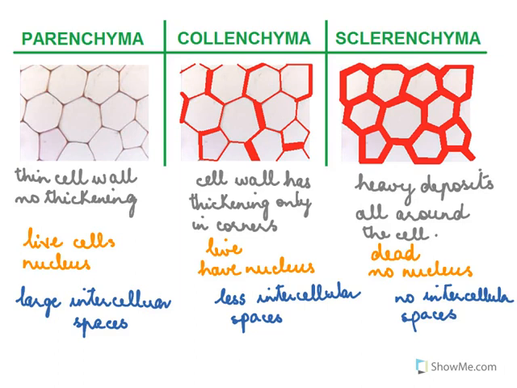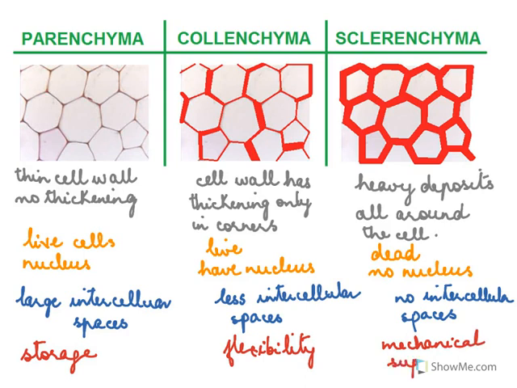Now to take up the function. In parenchyma, it's mostly storage of ingredients. For collenchyma, it is flexibility. It gives flexibility to the plant. And for sclerenchyma, it gives mechanical support.